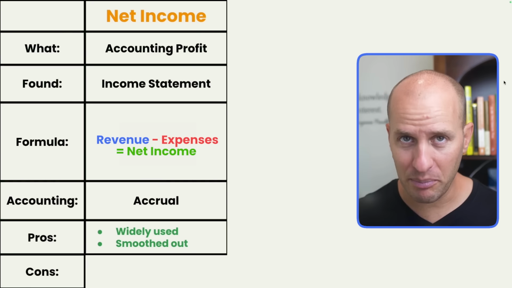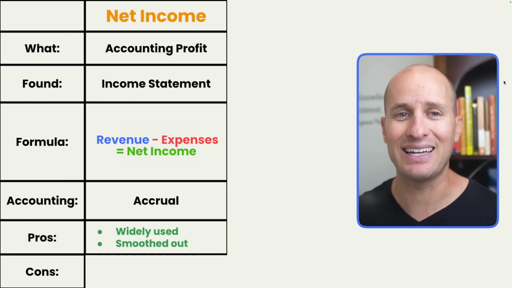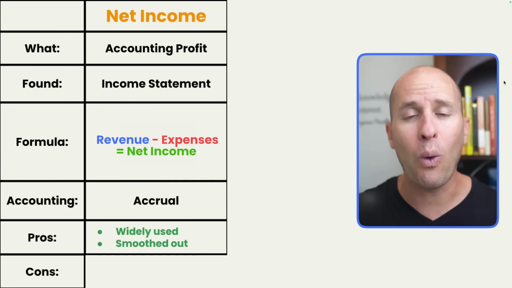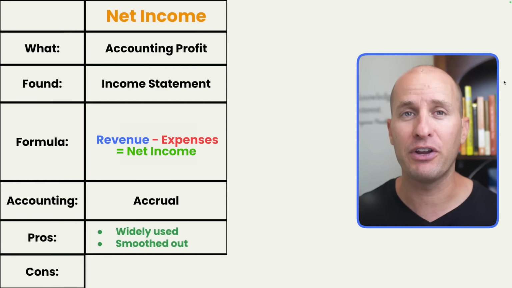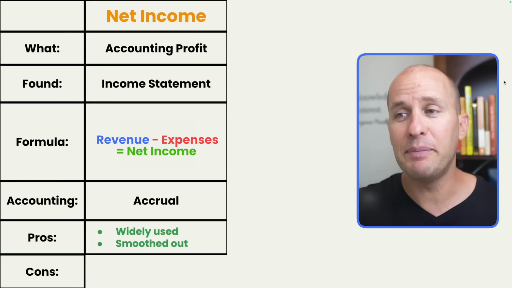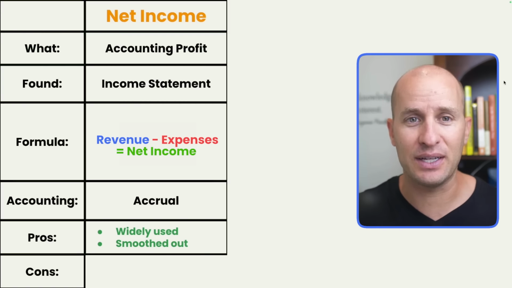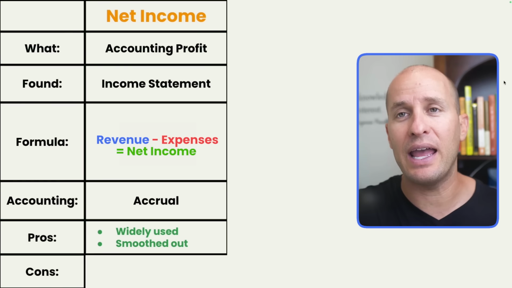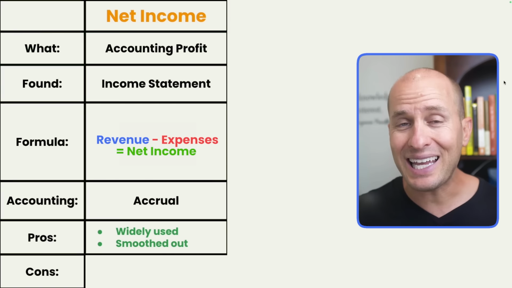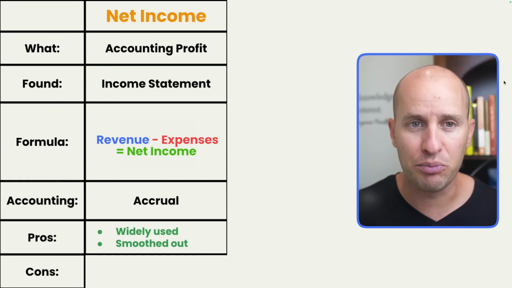So why do so many people focus on a company's net income? Well, it's an extremely widely used accounting method for figuring out the profitability of a company, and because we're using accrual accounting, that helps to smooth out a company's numbers so that we can get a better idea of the true profitability of a company.